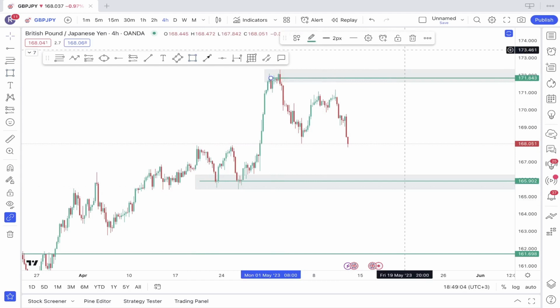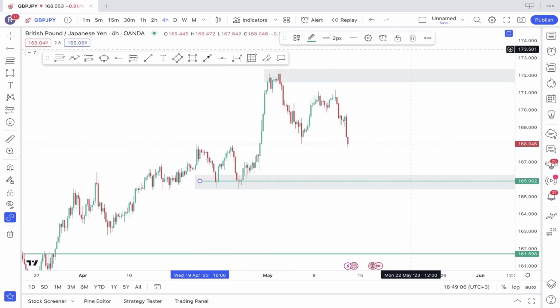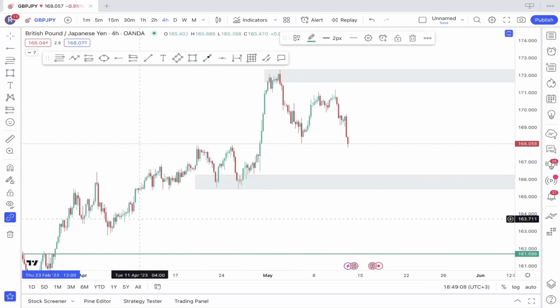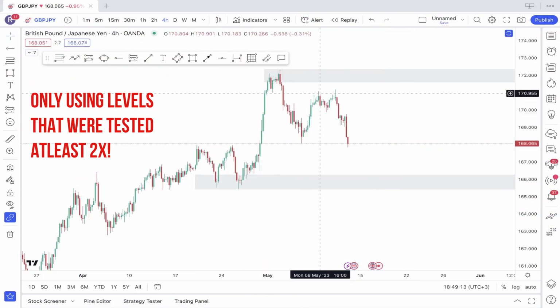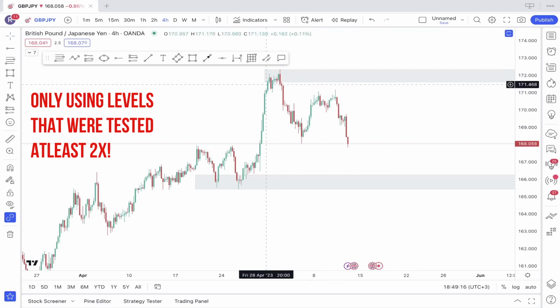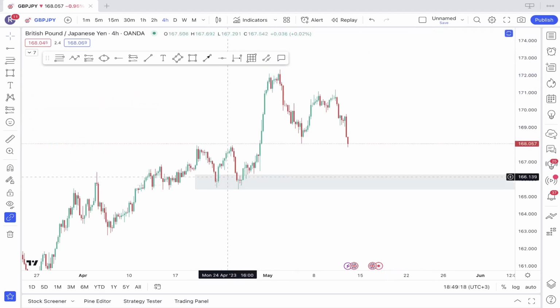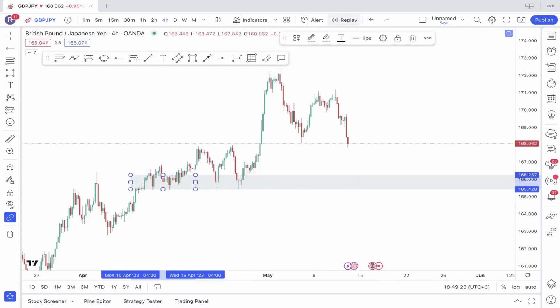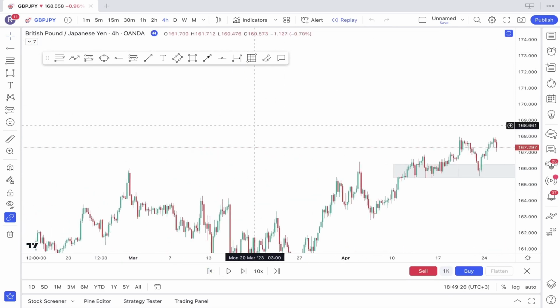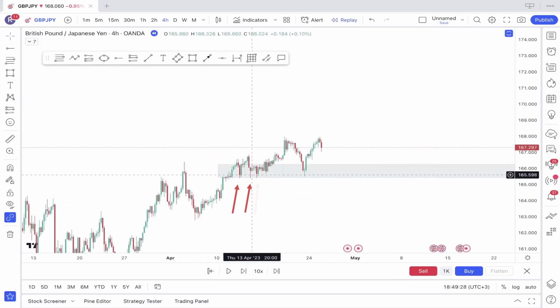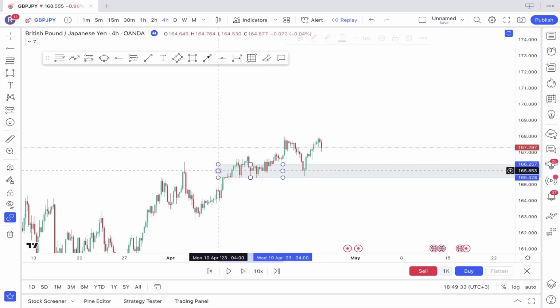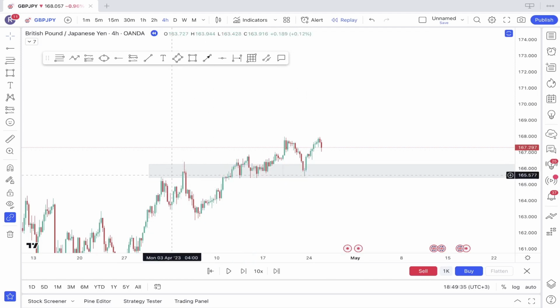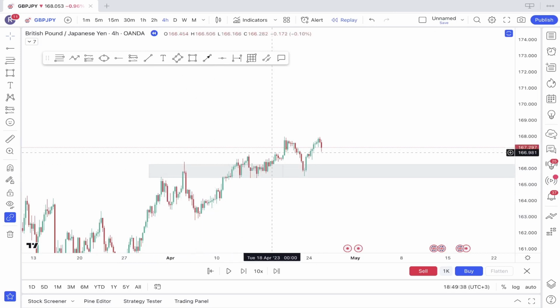Now, the second thing I started to do is I was only looking for levels where price rejected at least twice. Okay, not once like I draw this level here, but twice. Okay, so for example, this right here would be a valid support level for me. Okay, why? Because check this out. We have one rejection, 2, 3, 4 rejections in this area right here. If we even extend it to the left side, this was also a resistance level. Okay, that was flipped into a support level.